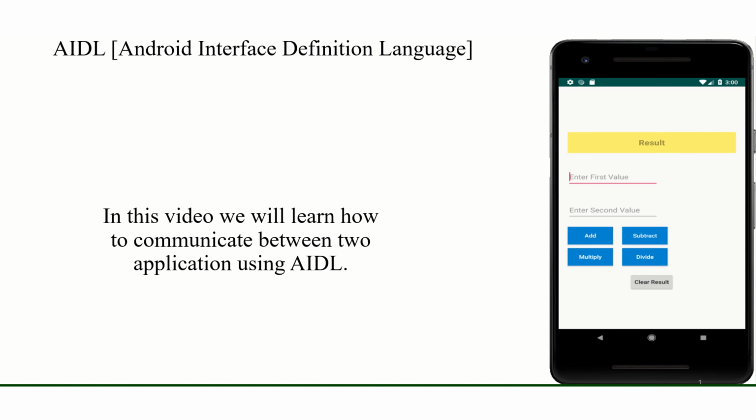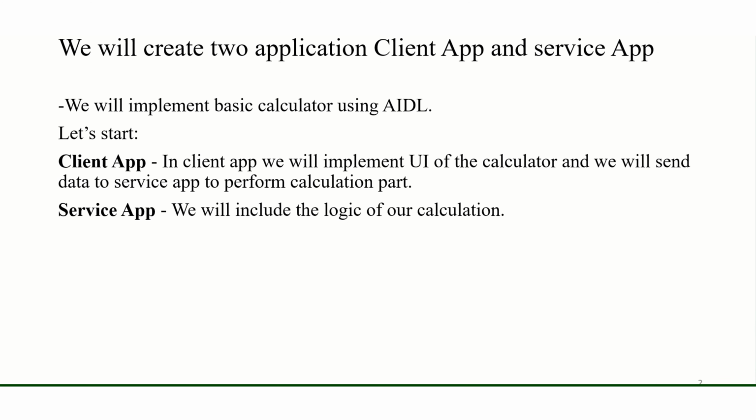Hello everyone. In today's video, I will show you how we can communicate between two applications using the concept of AIDL. AIDL stands for Android Interface Definition Language. So we will create two applications. One is client app and another one is server app.